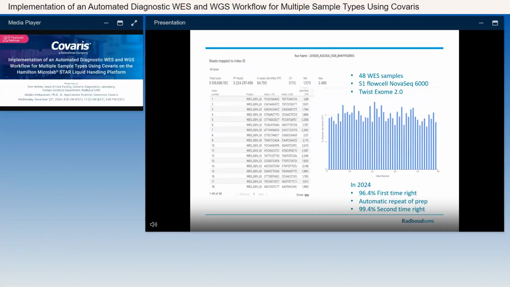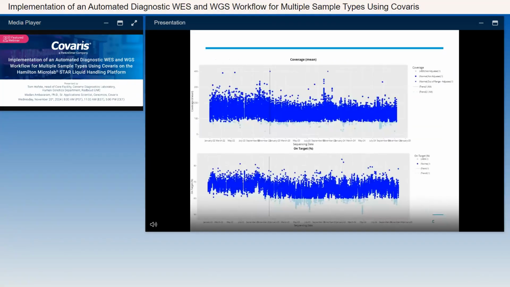If we focus a little bit more on the results, on the sequencing metrics, you see here in the upper graph the coverage, the mean coverage of all the samples. The dark blues are fine. We aim for 80x coverage for the samples. The light blue samples are below, and they need to be repeated for prep and sequencing. Below you see the on-target percentage. We are around 65% on-target.